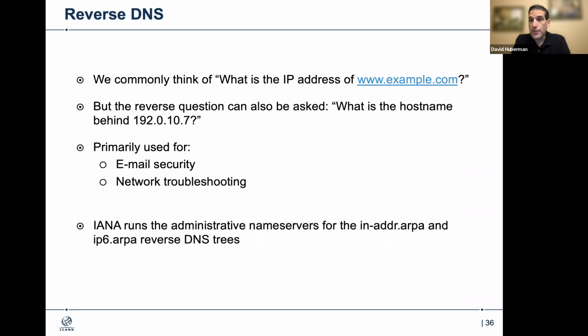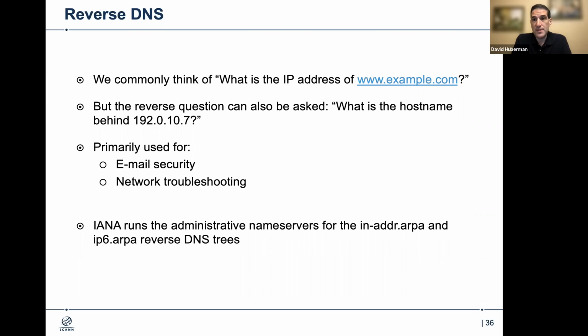It's also really useful for network troubleshooting. If you've ever done a ping or a traceroute to a machine and you see all the different hops along the way, if there are reverse DNS records, it can display the host name. This is super useful for network engineers who need to troubleshoot problems in the network.